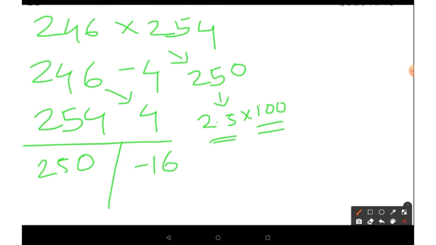Now, our base is not 100, it is not a power of 10, right? It was 250. That 250 you can write as 2.5 into 100. So this 250 part you have to multiply with 2.5. If you multiply 250 with 2.5, you will get 625. So 625, and then what we have is minus 16.